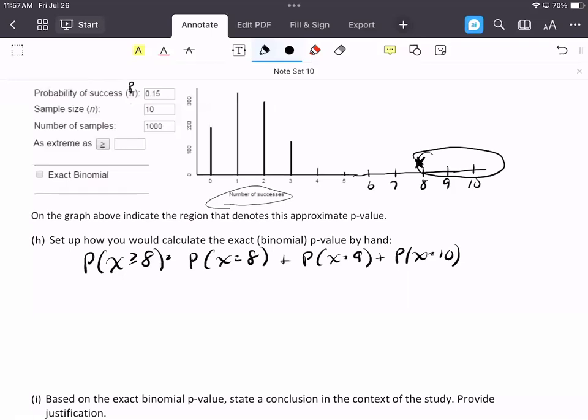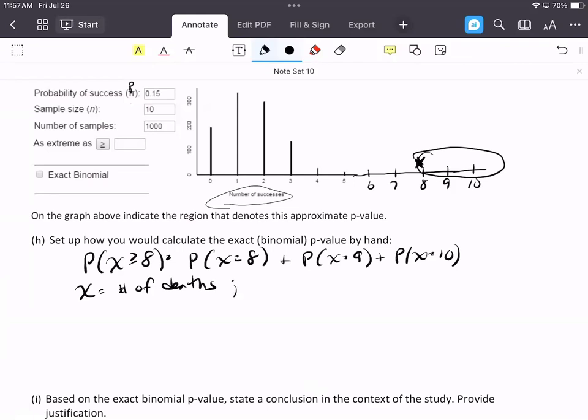So when I think about setting it up, I think about, okay, X, I want 8 or more. So 8 or more deaths. So P of X equals 8 plus P of X equals 9 plus P of X equals 10. We want to be careful though. We want to say what X is. X is the number of deaths.